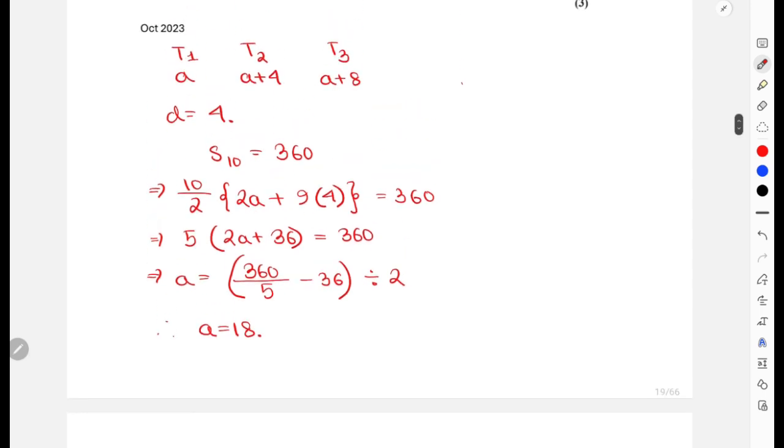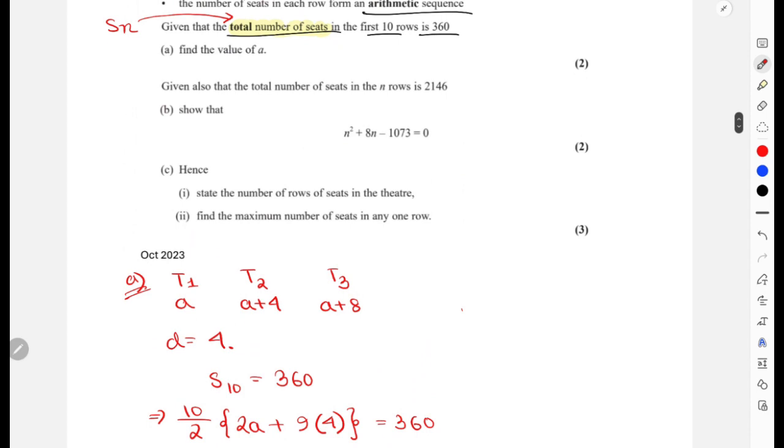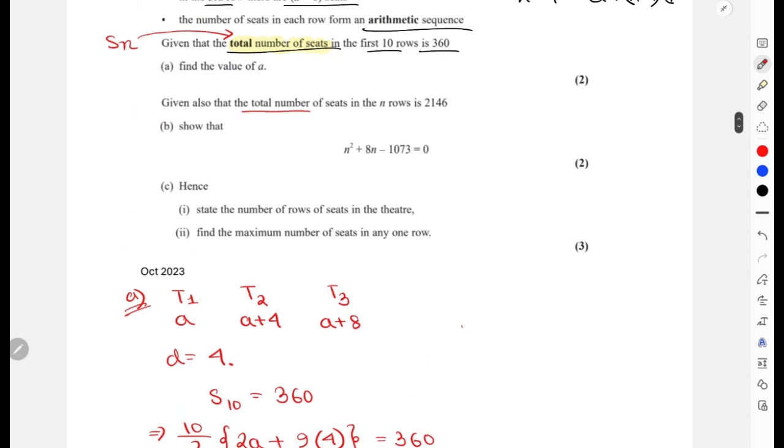Okay. This is the working for part A. We calculated the value for a. After this, it says that the total number of seats in n rows is given by 2146, and we need to show this equation.